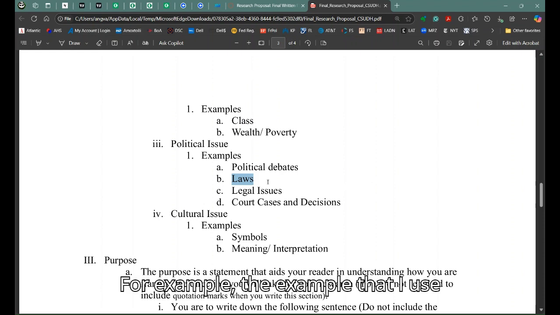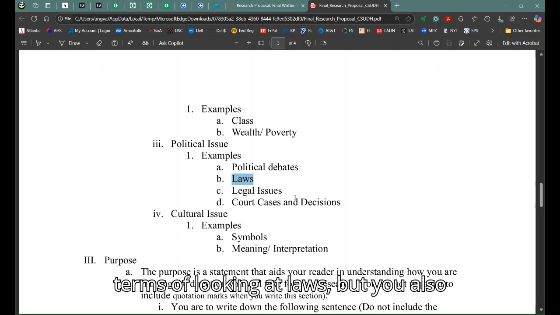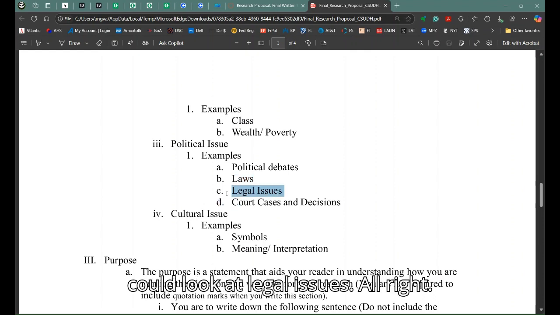For example, the example that I use on society and crime, I classify as a political issue because of how crime has been used to push forward certain types of public policy in order to regulate a certain type of behavior. And that has led to what we call today mass incarceration. Hopefully this makes sense in terms of looking at laws, but you also could look at legal issues.